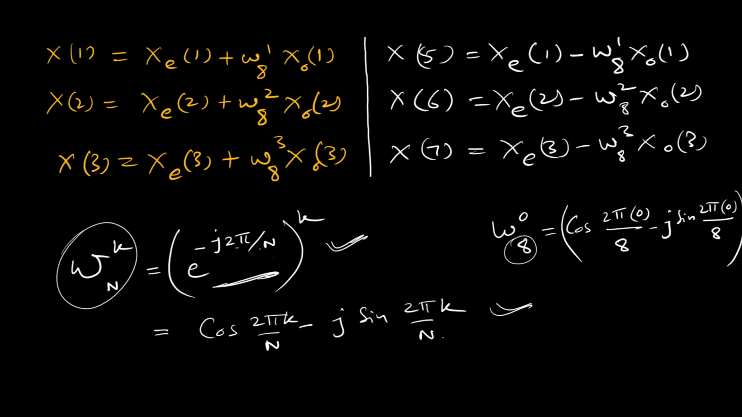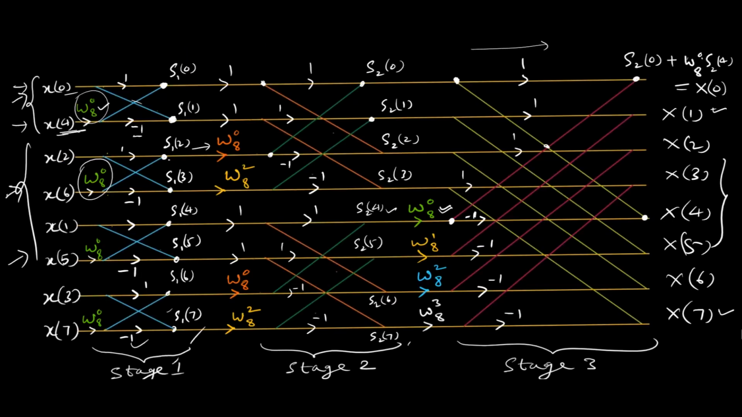Likewise we can do for w8 to the power 1, w8 to the power 2, and w8 to the power 3. These are the 4 twiddle factors we have on our butterfly diagram. The things will become more clear when we go for a problem. So in the next lecture we'll consider one. All right, till then, thank you.